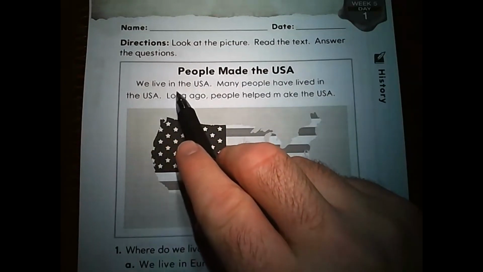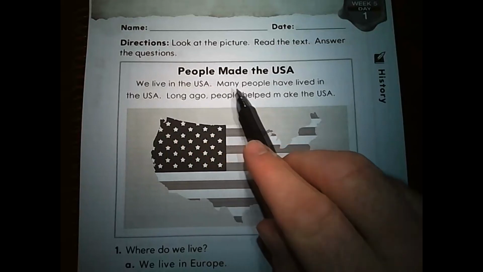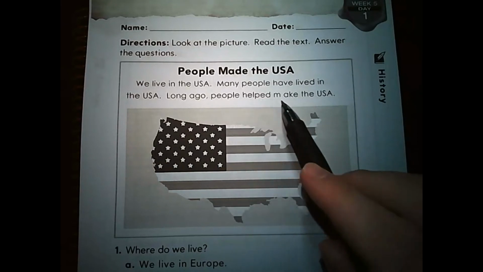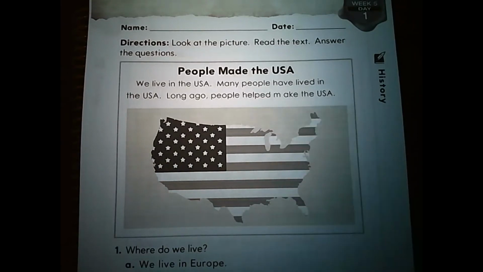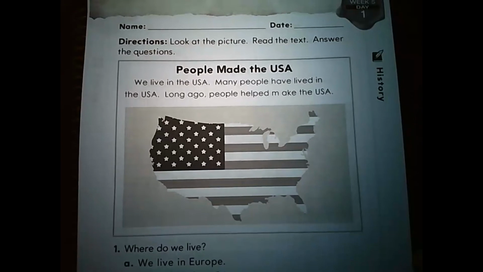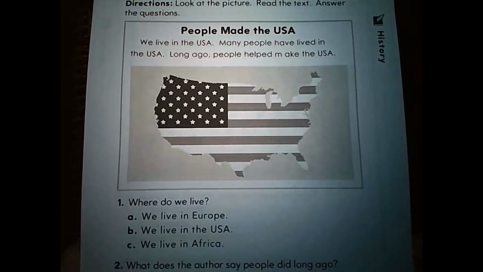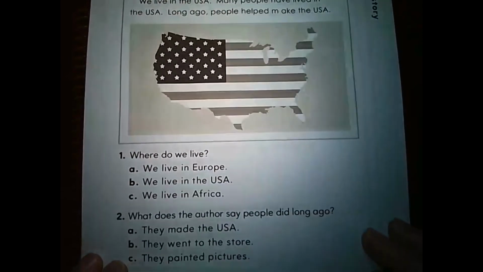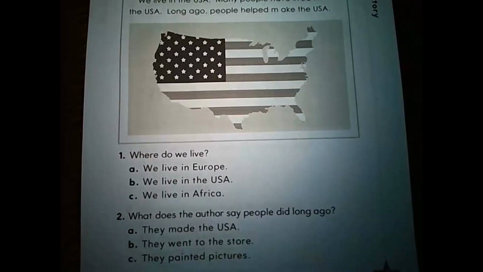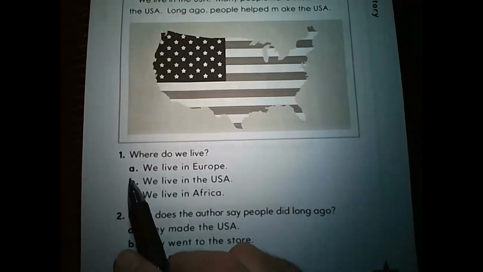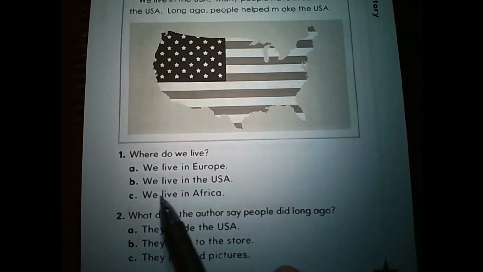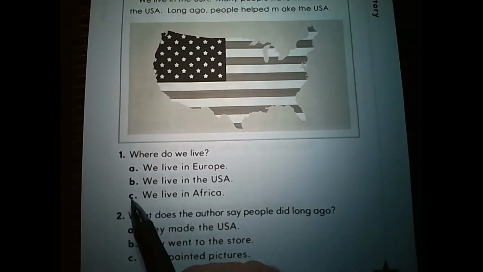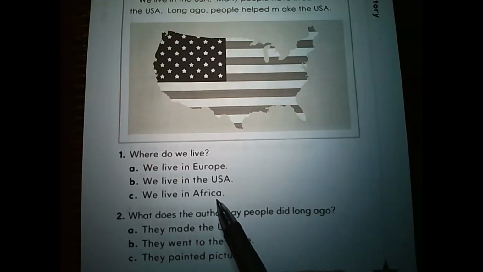We live in the USA. Many people have lived in the USA. Long ago, people helped make the USA. Pretty straightforward stuff, guys. Okay. Number 1. Where do we live? Do we live in A, Europe? B, we live in the USA. Or C, we live in Africa.